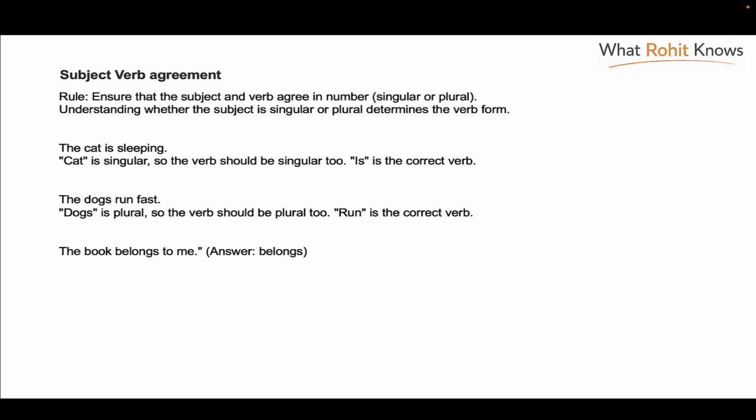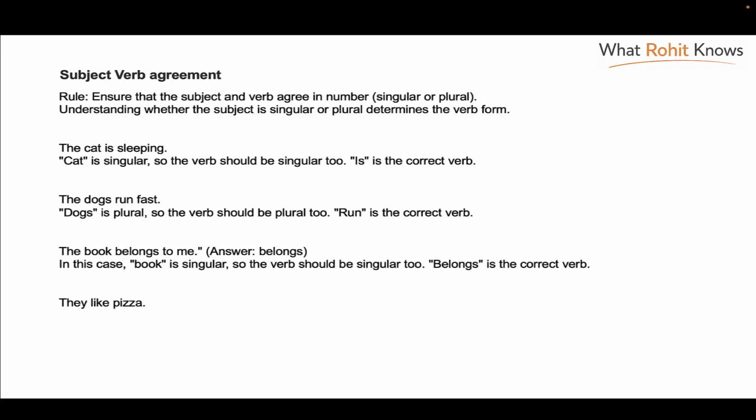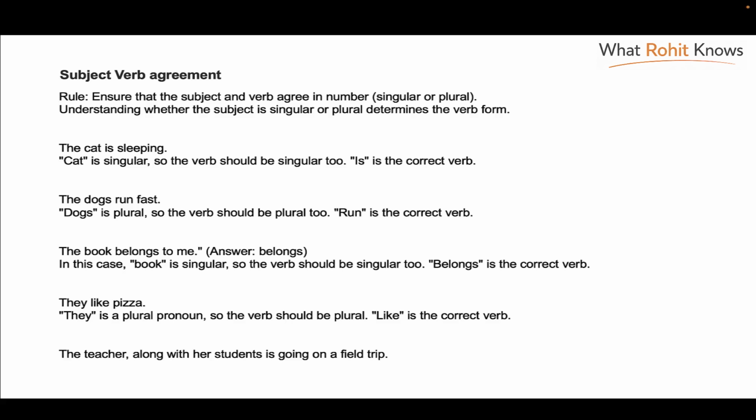Next, the book belongs to me. If it was the books, what will we have? We will have the books belong to me. They like pizza. If it was just one person, we will have he likes pizza. The teacher, along with her students, is going on a field trip. If there were multiple teachers, then what we will have? The teachers, along with their students, are going on a field trip. So we will have a plural form of verb there.